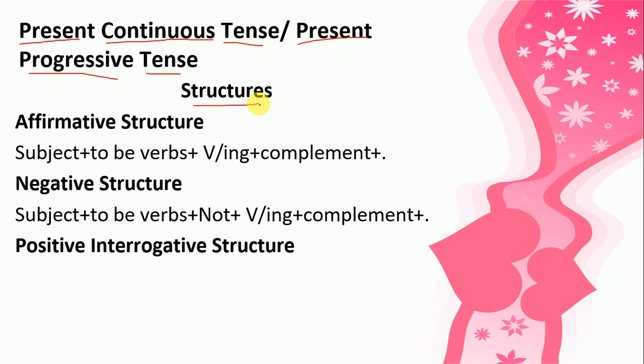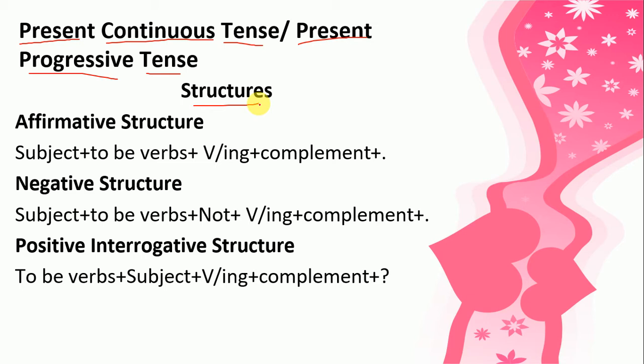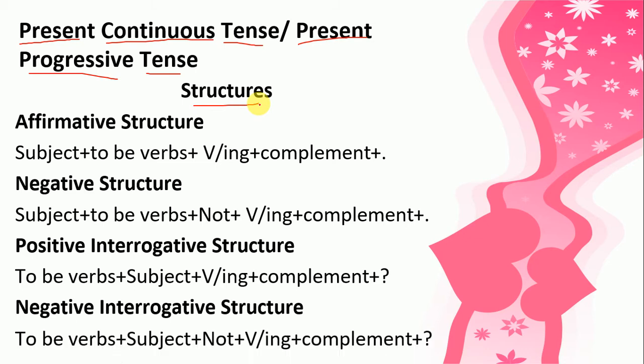The positive interrogative structure for present continuous tense is: to be verbs plus subject plus verb ing plus complement. And the negative interrogative structure of present continuous tense is to be verbs plus subject plus not plus verb ing plus complement. And remember, why do we use subject? Without subject we cannot make a sentence. If it is any sentence, there should be a subject. Without subject we cannot make a tense.